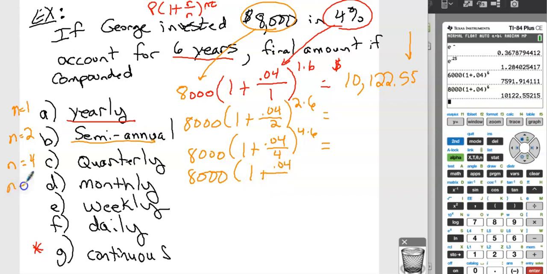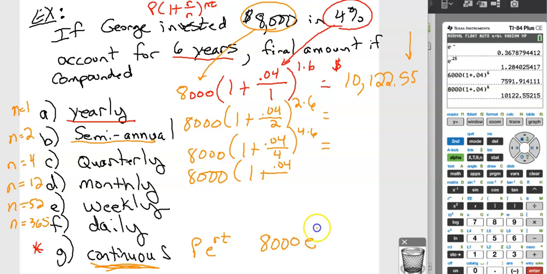Monthly is 12 times a year. Weekly is 52 times a year. Daily is 365 times a year. And continuous, I want to make sure, P equals R, you're going to use P E to the RT power. So it's 8,000 times E raised to the 0.04 times 6. You're going to use a different formula when it comes to continuous.